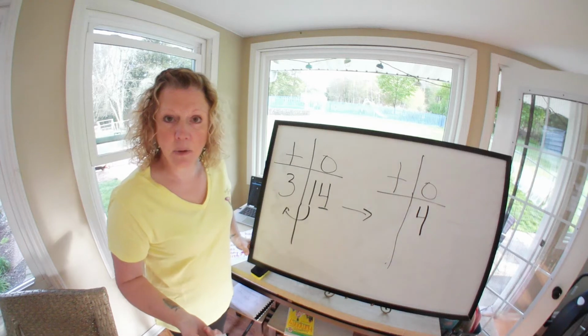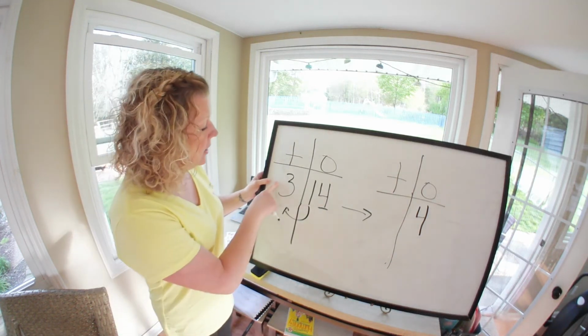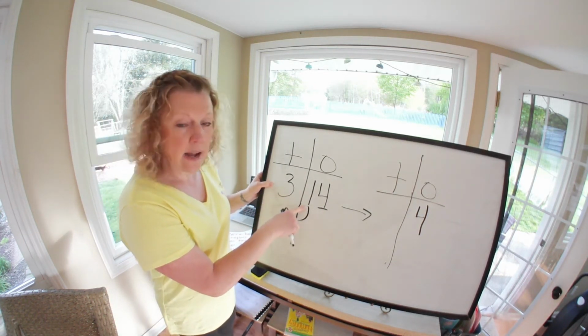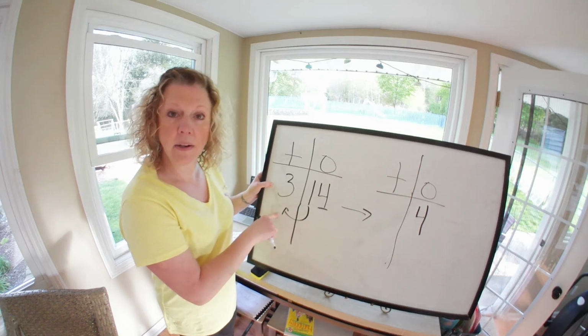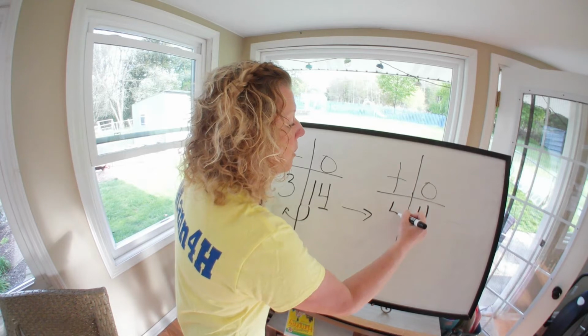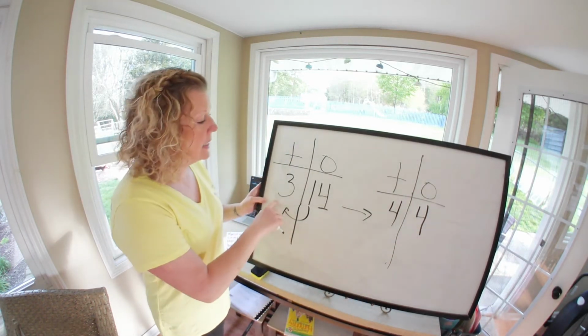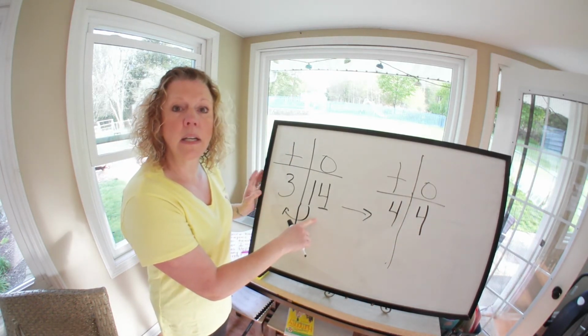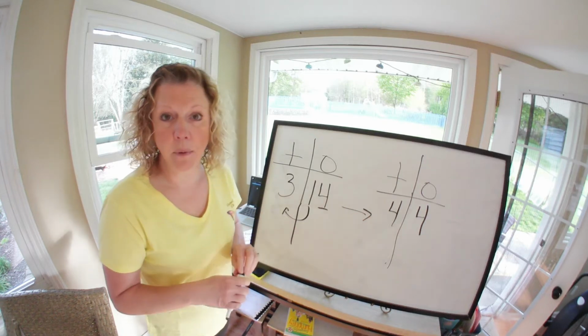But how many 10s do I have now? Well, I started with 3 10s, and now I have to add this one more 10 over here. So 3 plus 1 more is 4. So I can say 3 10s and 14 1s is the same as the number 44.